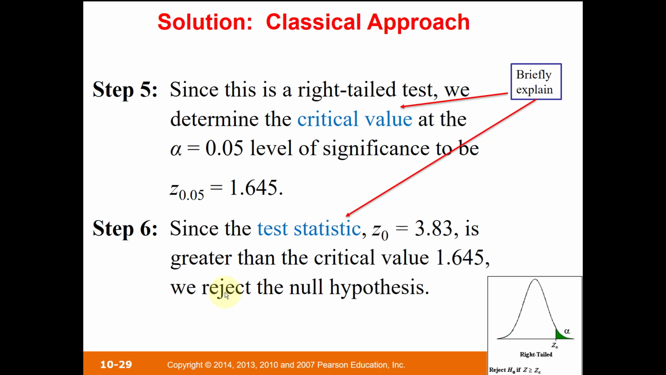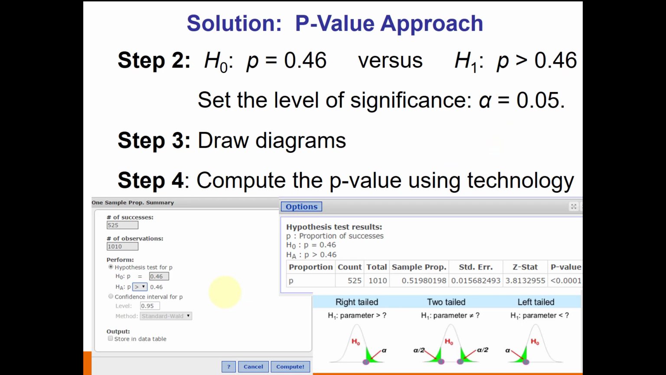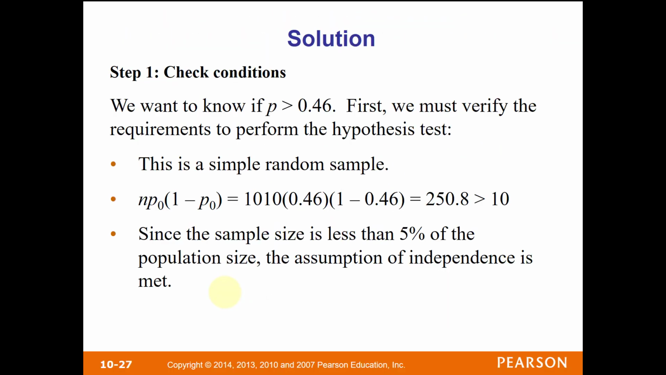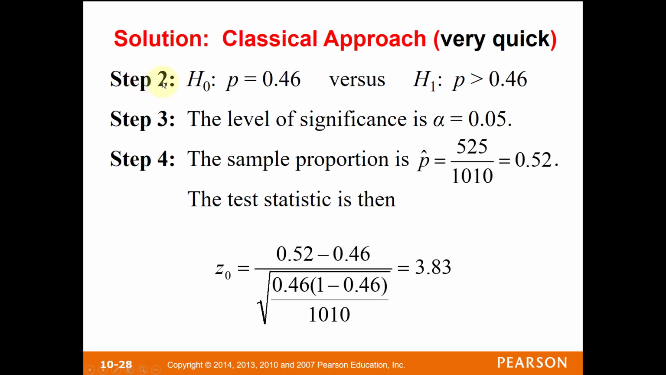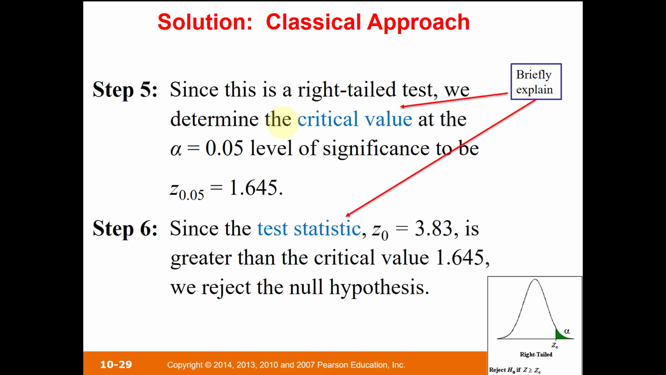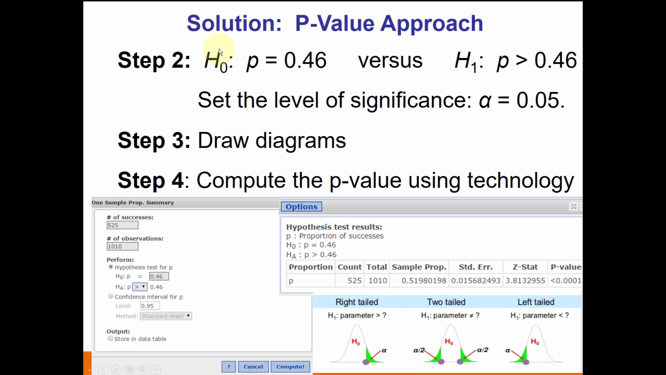So now we're back to the p-value method. Let me quickly review what we've done. In both cases, you check the conditions. In both cases, you have a null and alternative hypothesis, all right? But now, instead of doing a test statistic and a critical value, we're going to use a p-value approach. So we check the conditions, we set up the null and alternative hypotheses, right?